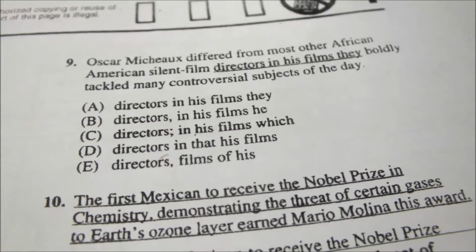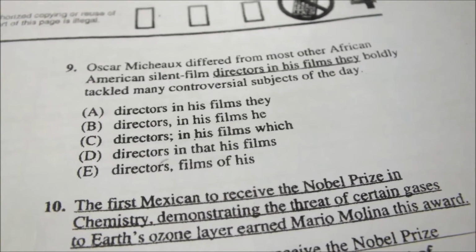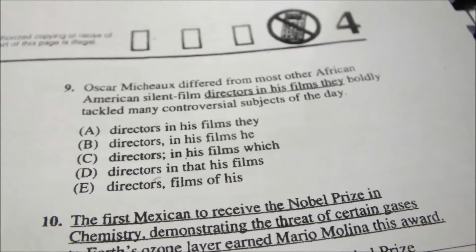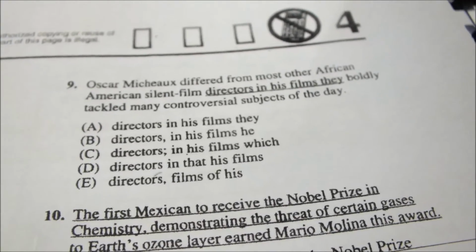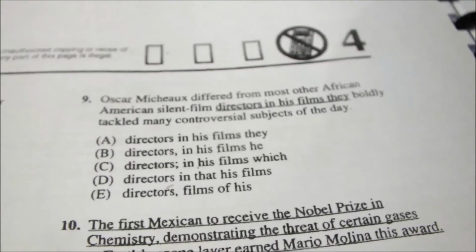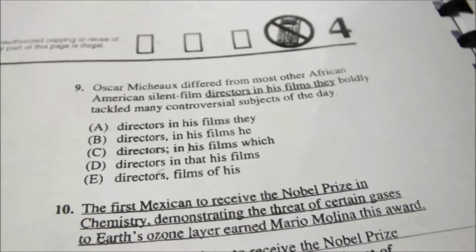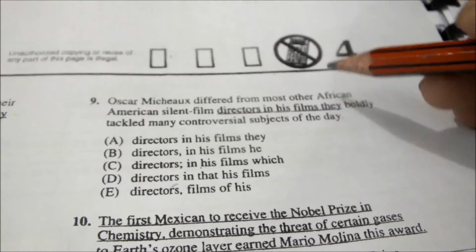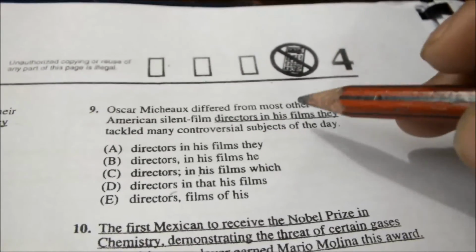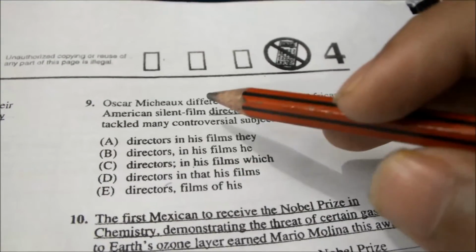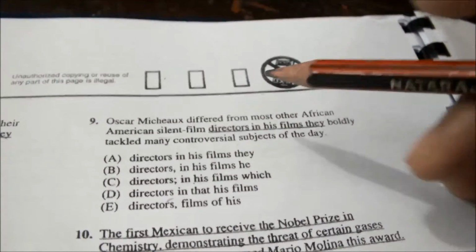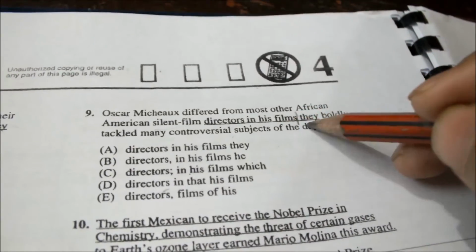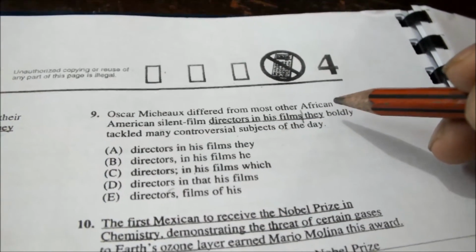Number 9. Oscar Micheaux differed from most other African American silent film directors in his films. They boldly tackled many controversial subjects of the day. See, the problem in this sentence is there is no punctuation mark. There is no transition from one part of the sentence to the other. That's why there was difficulty in understanding the meaning of the sentence. It's talking about a director who differed from other directors of his era, and this is why he differed. So there must be some sense of transition in this sentence.